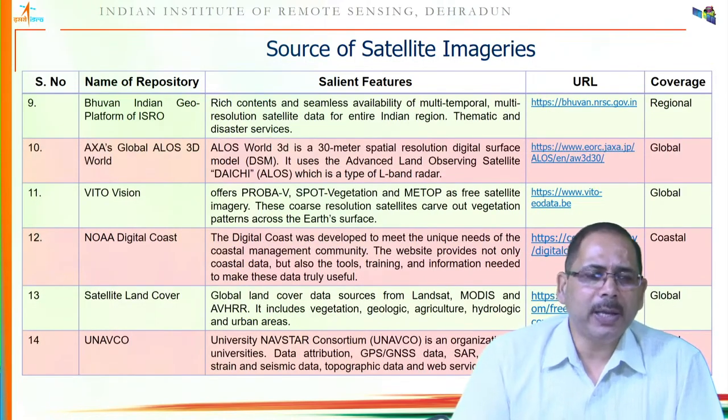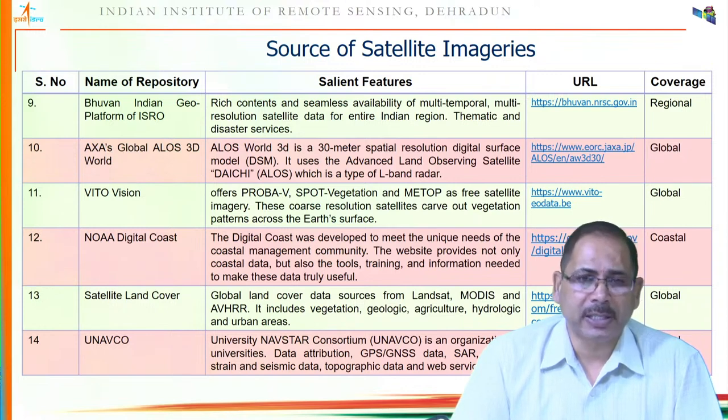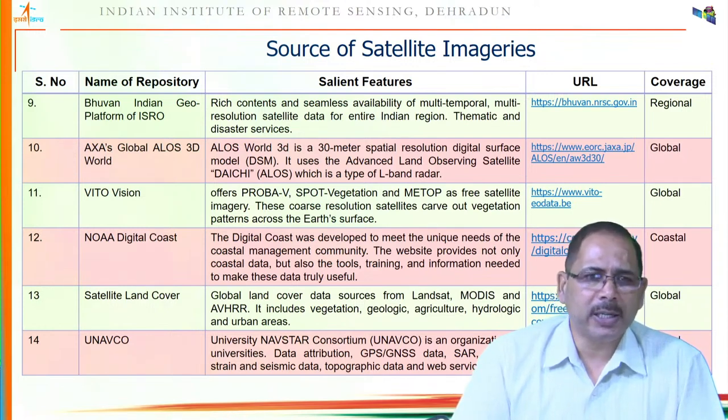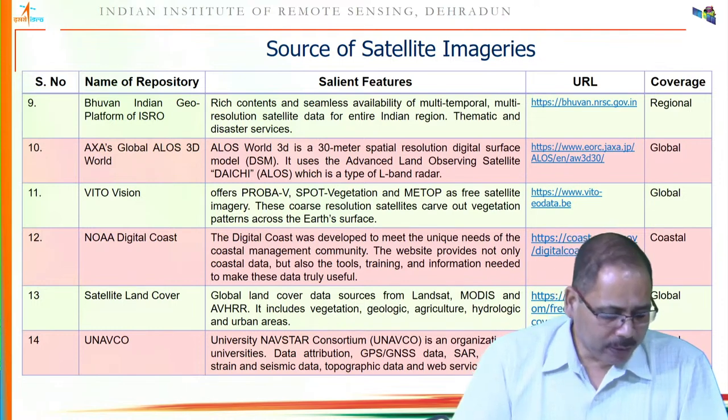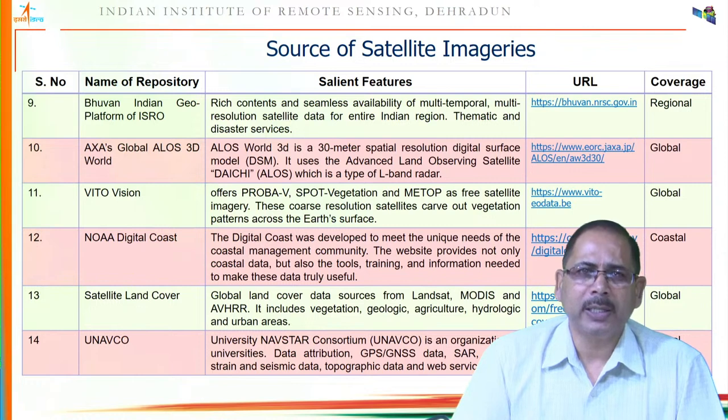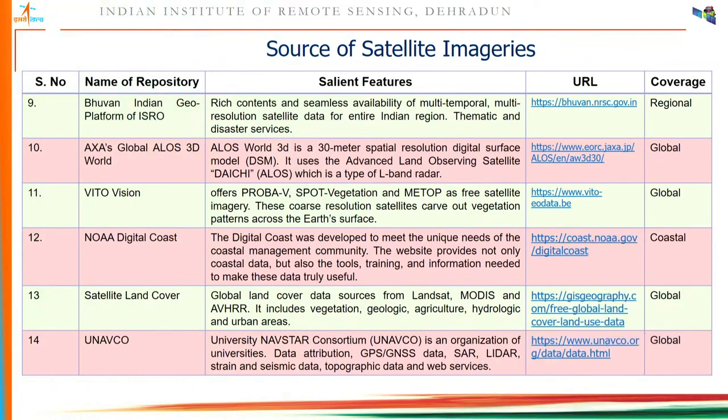As far as India is concerned, we have a very big data repository for our country called Bhuvan, the Indian Geoportal platform of ISRO. This is one of the biggest data repositories as far as satellite data or satellite imagery is concerned. ISRO is offering rich content, with multi-temporal, multi-resolution satellite data for the entire Indian region. ISRO also offers thematic and disaster-specific services. You can visit the bhuvan.nrsc.gov.in domain, and they are not offering data as a global product. Here the data is at a regional level, especially India and its neighbouring countries.